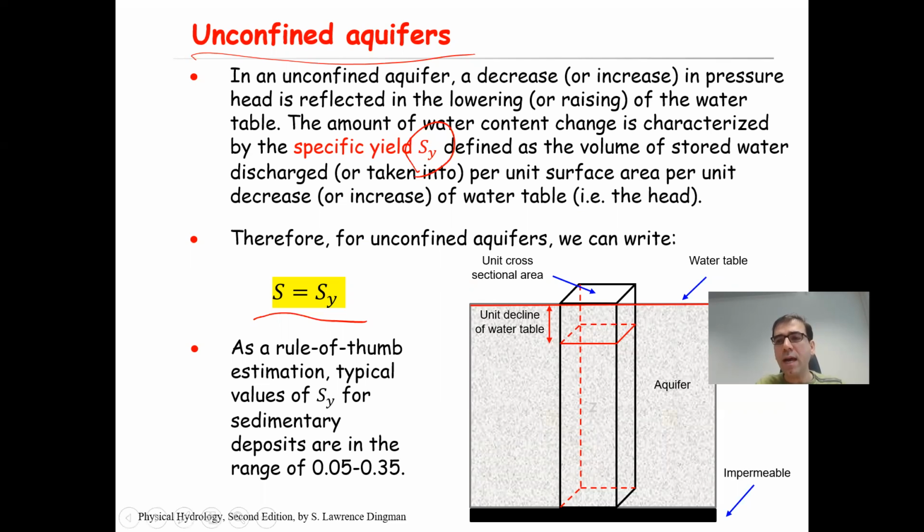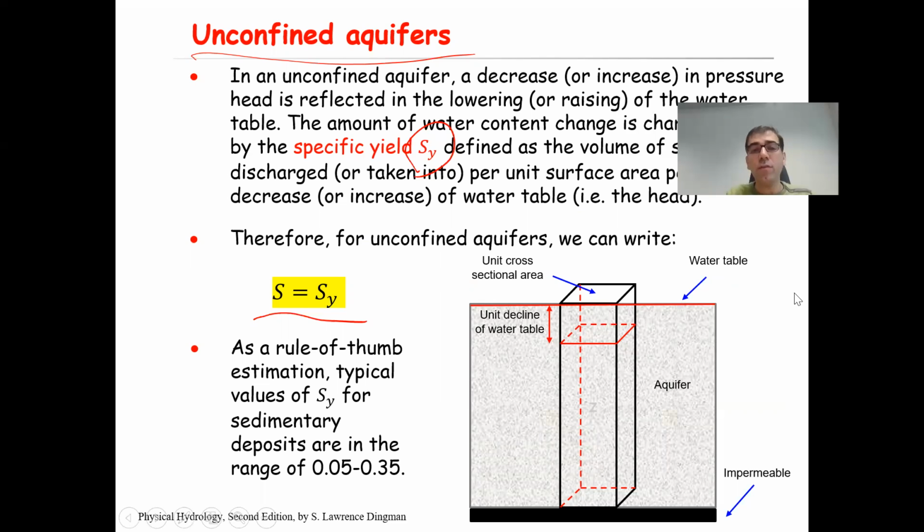As a rule of thumb for estimation, typical values of Sy for sedimentary deposits are in the range of 5 to 35%, that is 0.05 to 0.35. Those are the typical values for Sy.